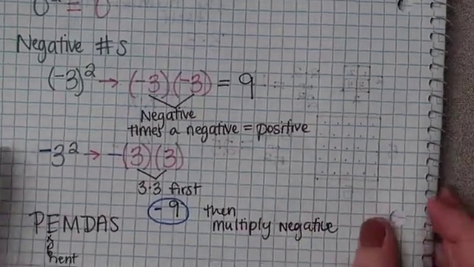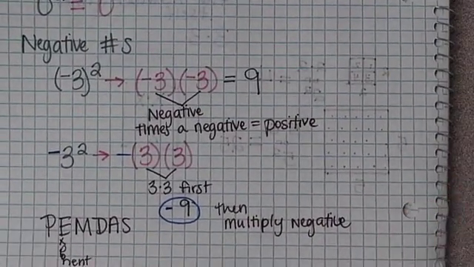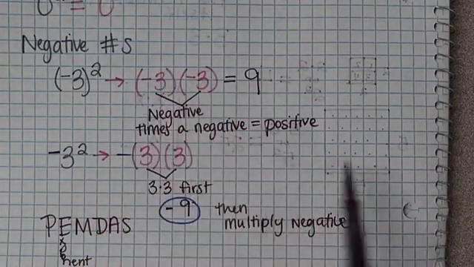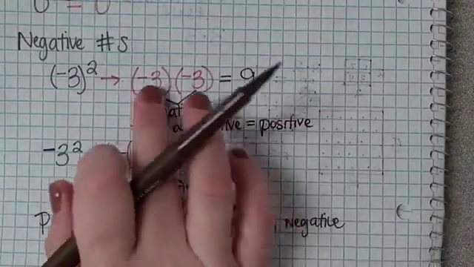Okay. Again, if you were doing this in the calculator, you would have to pay attention and make sure that you squared the negative 3.